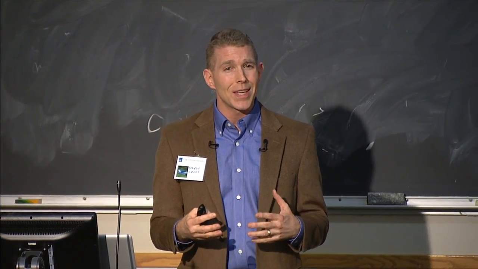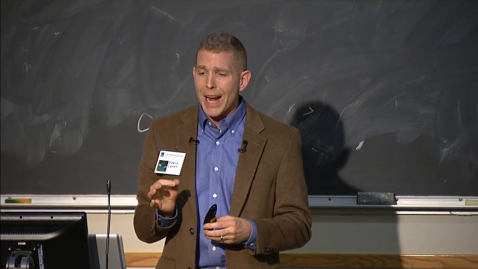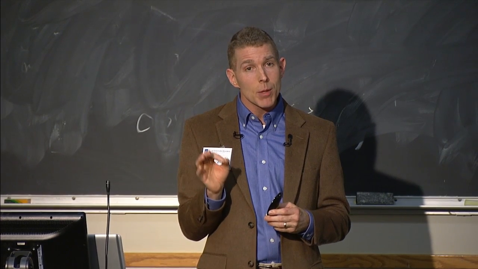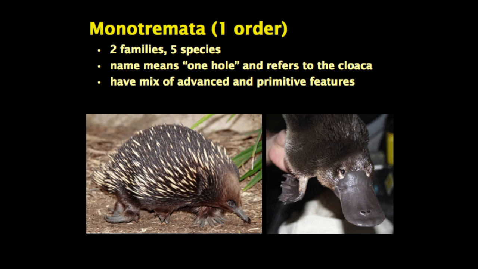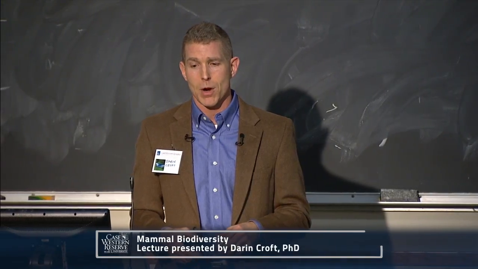However, I don't want you to go away thinking that these are just primitive mammals, because in fact they have a mix of advanced and primitive characteristics. For example, that platypus snout, that is advanced. That has electroreceptors on it that can sense small perturbations in the field, so this thing can hunt fishes underwater. I guarantee that was not present in the common ancestor of all mammals. So they're really a neat group, even though there aren't many of them around.